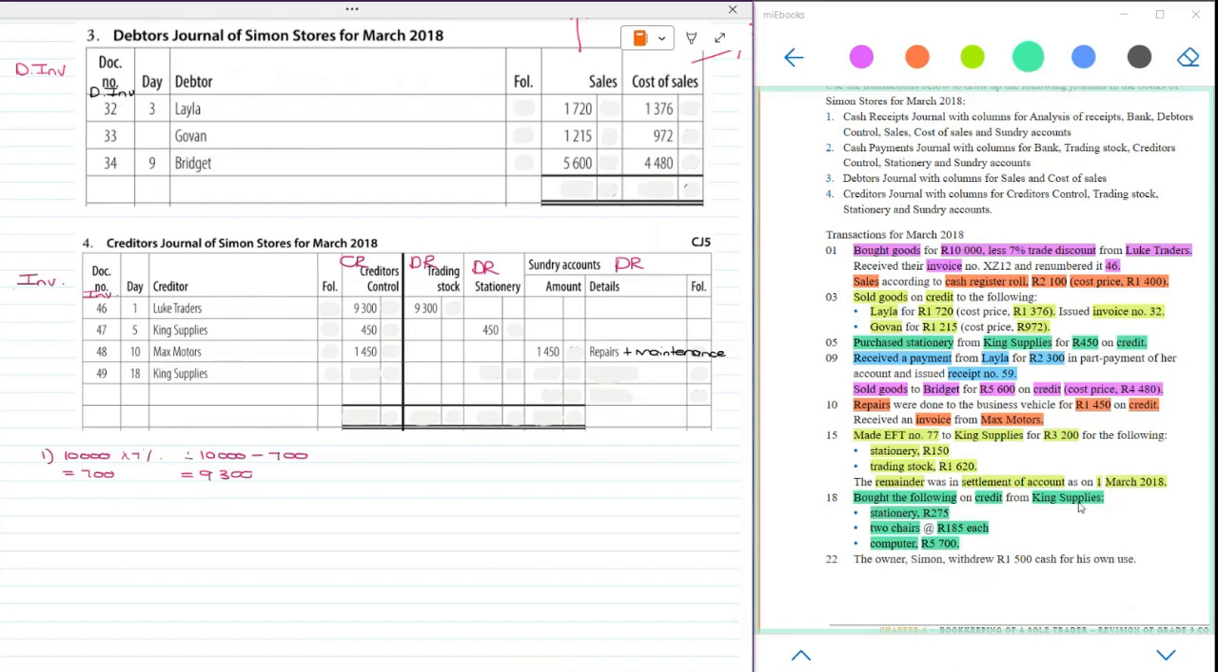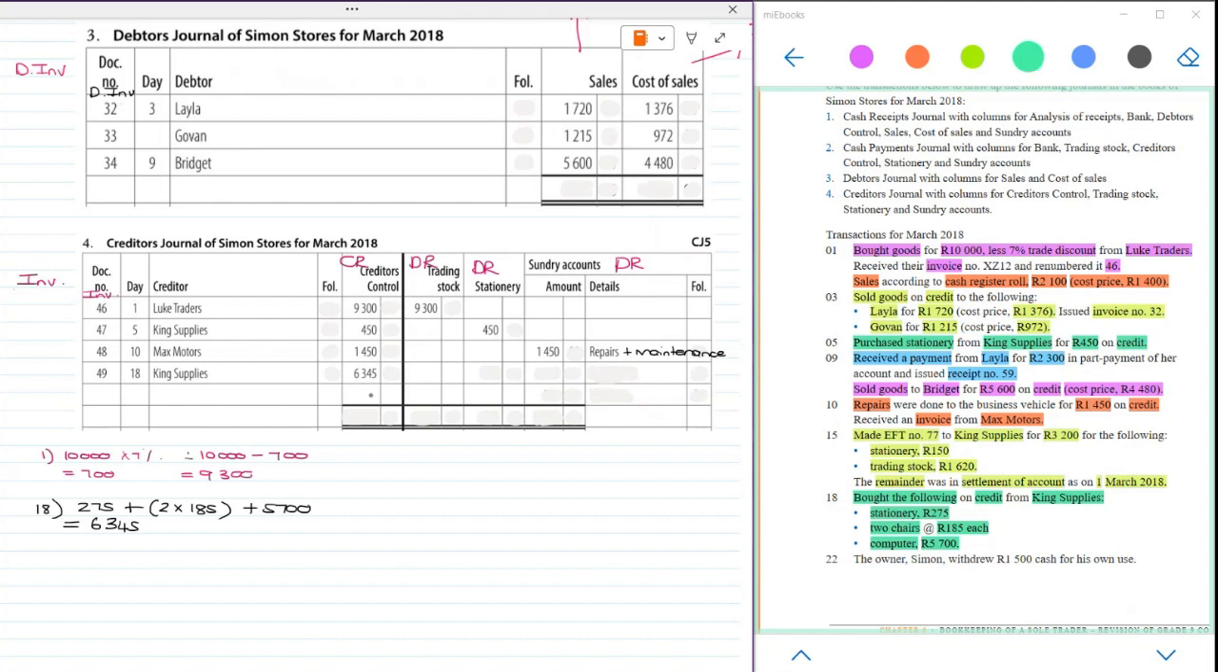So how much did we buy in total? We need that one amount. Remember on the Makro slip, how much did we buy in total? So we need to calculate this. On the 18th, we bought stationery, 275, plus 2 chairs at 185, so 2 times 185, plus a computer, which is our equipment. If we add that up, it gives us the total 6,345 Rand, and that's the total we show in the creditors control.